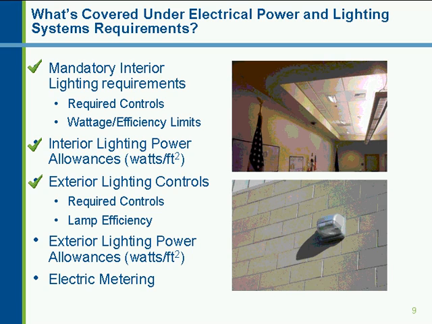There are also exterior lighting controls, again, some required controls, and one requirement on lamp efficiency. Exterior lighting also has a set of power densities similar to interior, the same kind of format dealing with exterior applications, and we're going to cover that, of course, in detail. And then, as I mentioned, the one electric metering requirement.